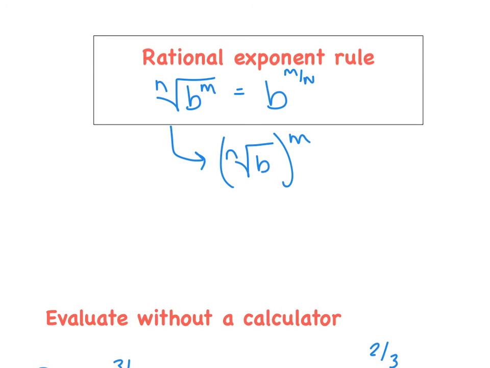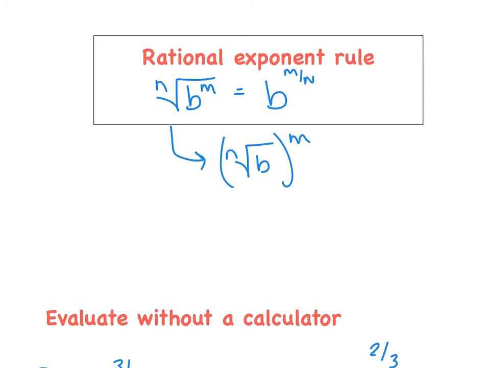So of course we're going to have a rule to go with that. So this is called the rational exponent rule. All right, so again, let's get this down, star it, highlight it, do what you need to do, but you are going to have to do it without a calculator. So the nth root of b to the m is equivalent to b to the m over n.